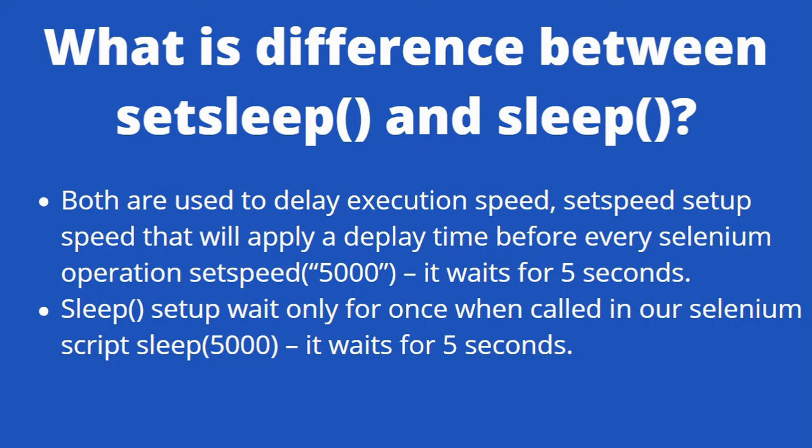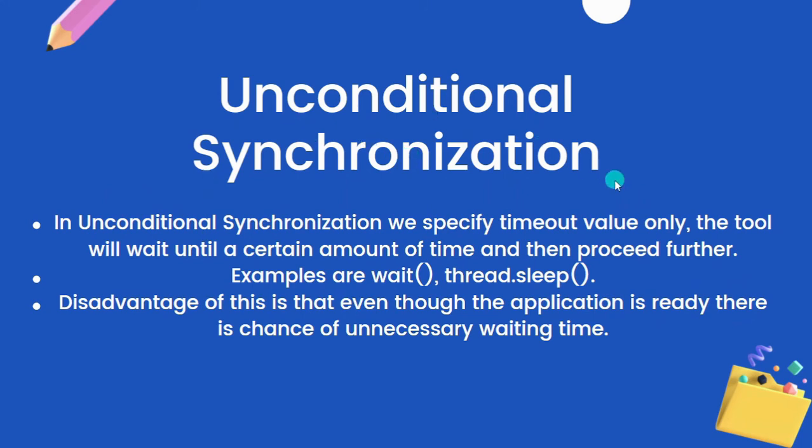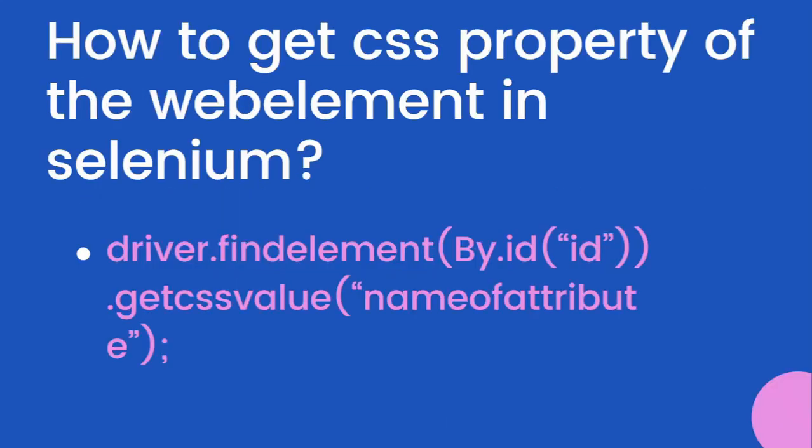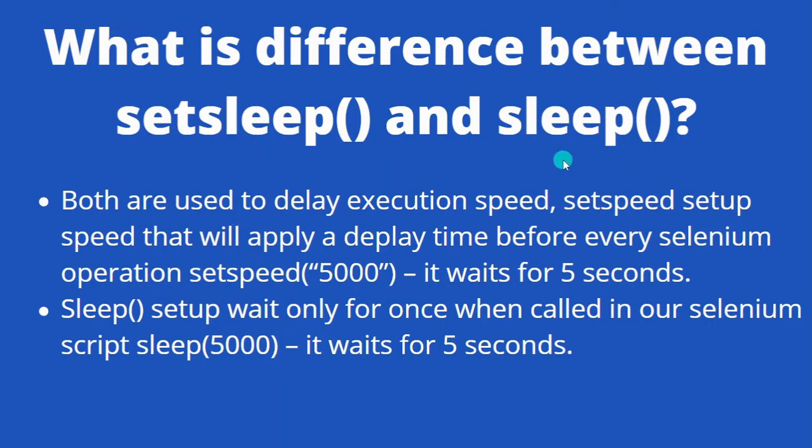So we need to understand what is the difference between sleep and the setSpeed. Under unconditional synchronization, we have discussed we can use Thread.sleep to wait until a particular time. So here the question is, what is the difference between this sleep and the setSpeed? First is that both are used to delay the execution speed. So that is common. We can use both of them to delay our test script execution. But the difference is that when you use the setSpeed method with the time of 10 seconds, this delay of 10 seconds will be applicable to each and every Selenium operation we have in our test script.